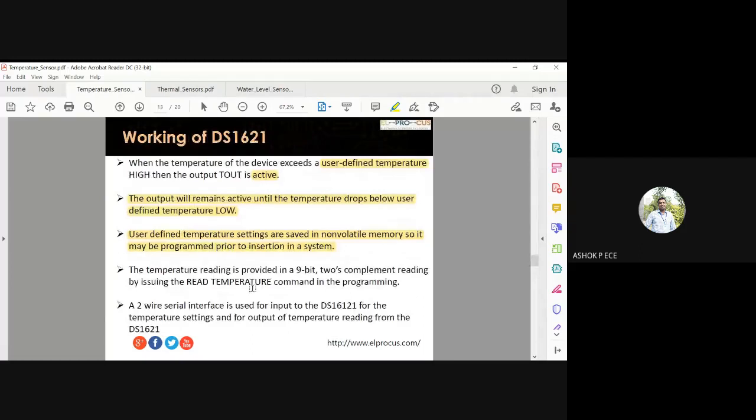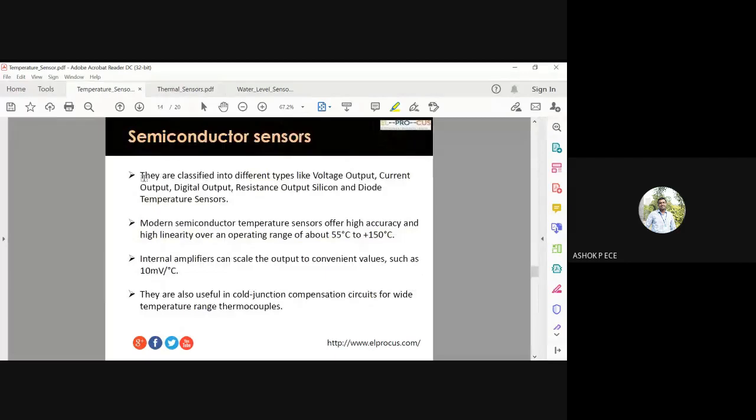Semiconductor sensors. These are some of the different types of sensors, like voltage output, current output. So what type of output do you want? Either voltage or current or digital output or resistance output, silicon or diode temperature sensors. So many types of semiconductor based sensors are available, and they work very well in the range of minus 55 to 150 degrees Celsius, with very high accuracy. And you also have amplifiers to convert the low output voltage into a very high output voltage. They are also used in cold junction compensation circuits for thermocouples. So even semiconductor sensors are slowly replacing or playing their part in thermocouples.